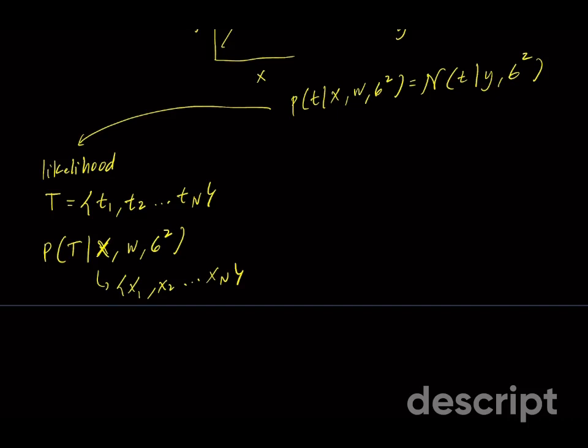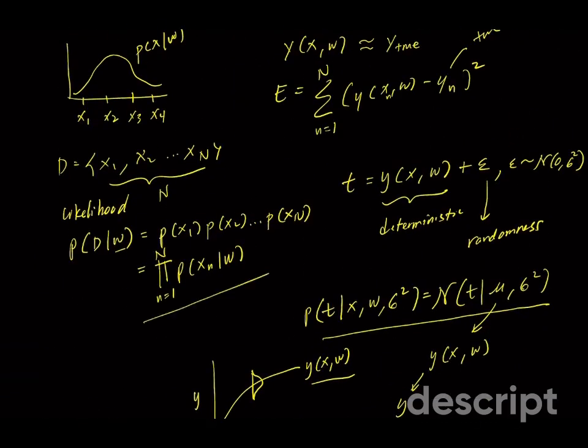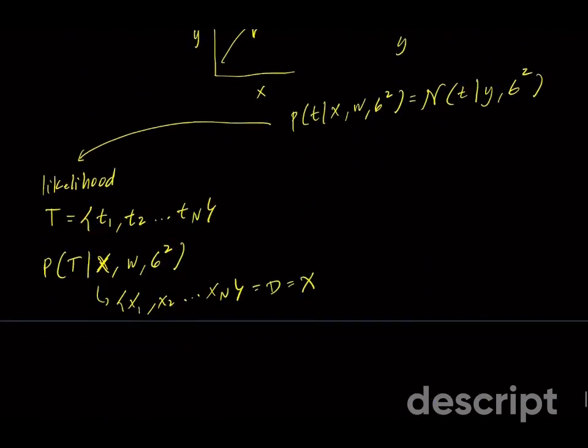And recall that we initially called this capital D, but let's call it capital X. And from what we have defined here, the likelihood is now equal to the product of these probabilities. So that becomes the product of the normal distribution of t given y and sigma squared, from n equals 1 to capital N. The next thing that we want to do is to maximize this.